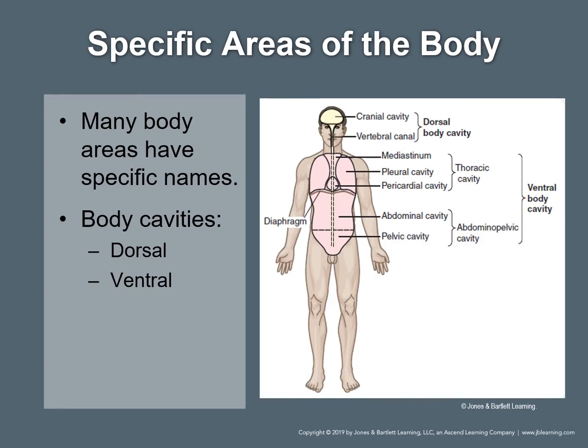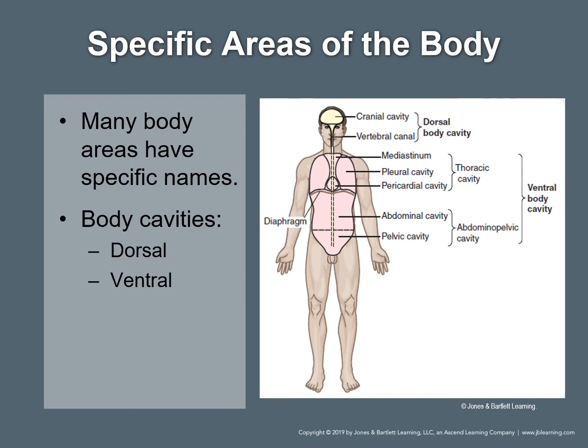Specific areas of the body. Many body areas have specific names. Advanced EMTs rely on anatomic planes, body surfaces, and imaginary lines to describe the location of the injury. An example would be the sternocleidomastoid muscle, and this is in the neck. It's a combination of sternocleido and mastoid, which refers to the sternum, clavicle, and mastoid process, respectively.